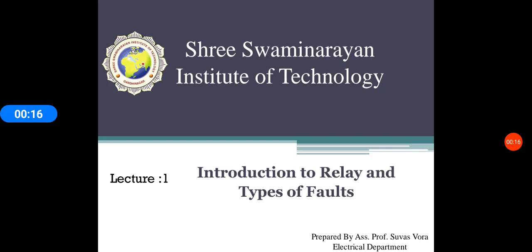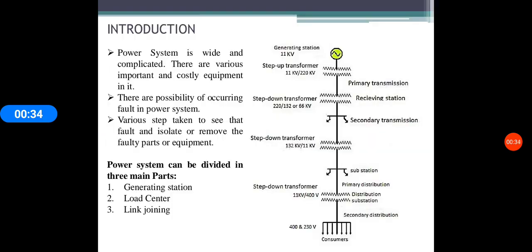Now, we start with the new subject, switchgear and protection, and the first topic of switchgear and protection is introduction to relay and the types of faults. So, we can start with what the switchgear and protection systems are. First of all, we can learn how it works.